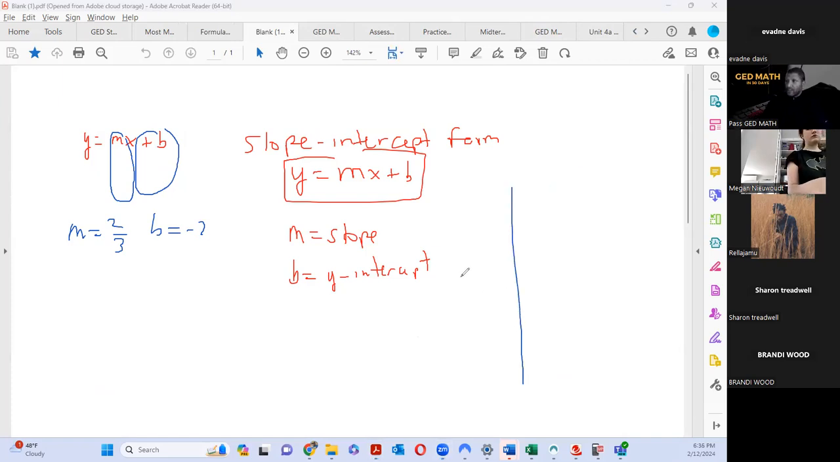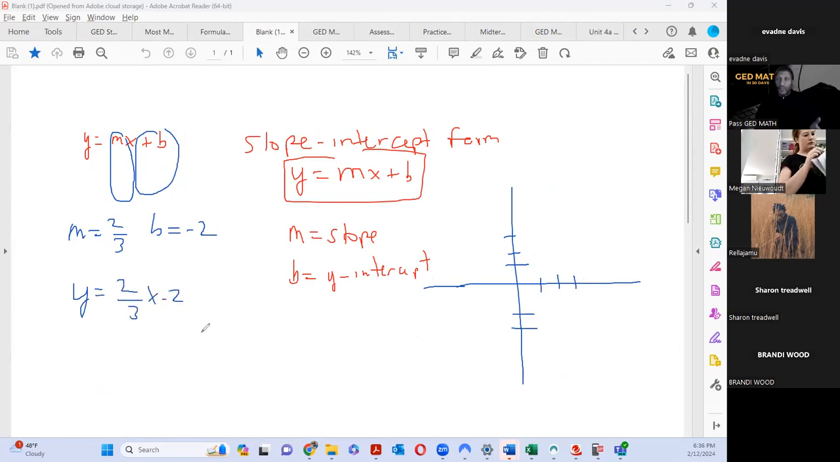Watch this. So this is the coordinate plane. I'm making this up right now. I'm drawing freehand. 1, 2, 3. 1, 2, 3. 1, 2. So my equation was y equals 2/3 x minus 2. So my y-intercept, this is my y-axis, this is my x-axis. The first thing I'm going to graph is my y-intercept, because I know where that point is.